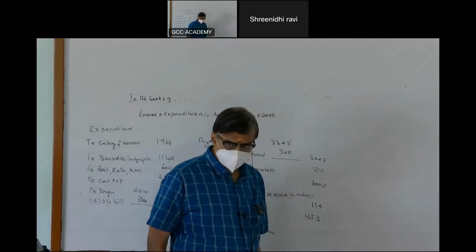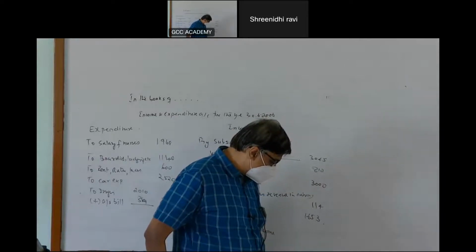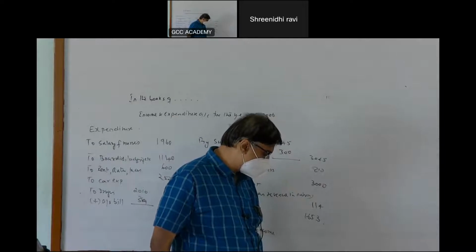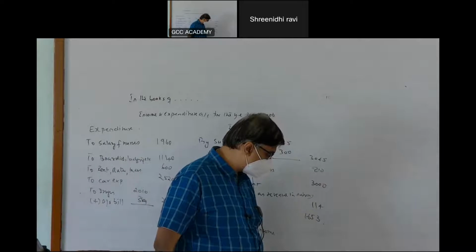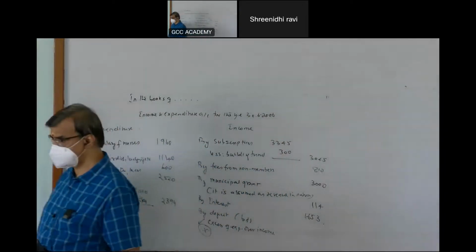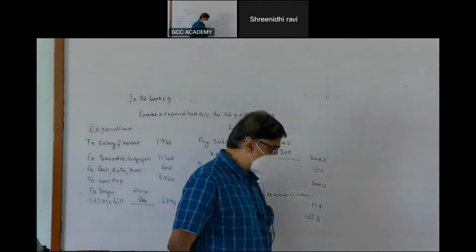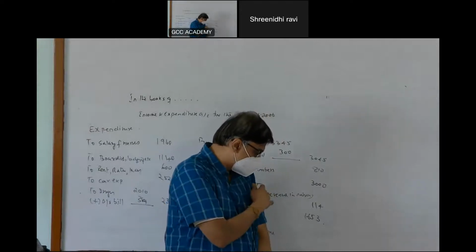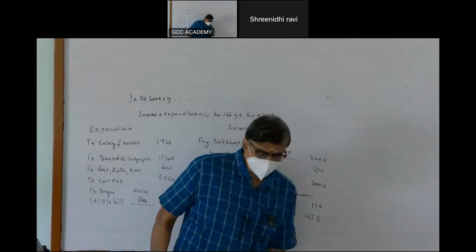On the left hand side, receipts. I'll give you all the data for receipts first and then payments. Receipts, opening balance, under that cash in hand and at bank 3180. Subscription 18,000.